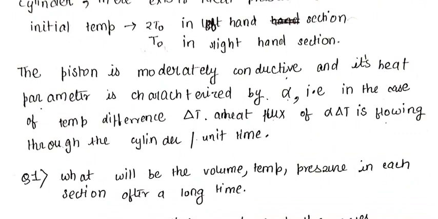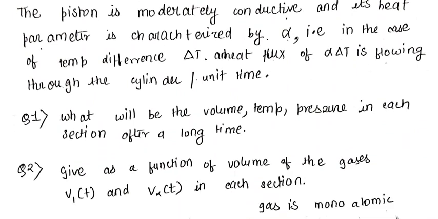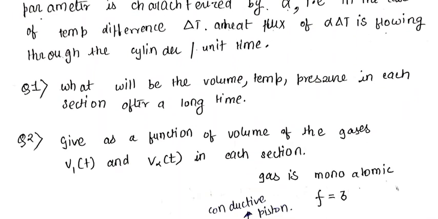We have already solved this type of question in our regular JEE syllabus, but it's a bit typical because we have been given the conductivity parameter of the piston. What we have to find here are two things. First, what will be the volume, temperature and pressure in each section after a long time, and then we have to find the functions V1(t) and V2(t), that is the volume in the first section and the volume in the second section as a function of time.